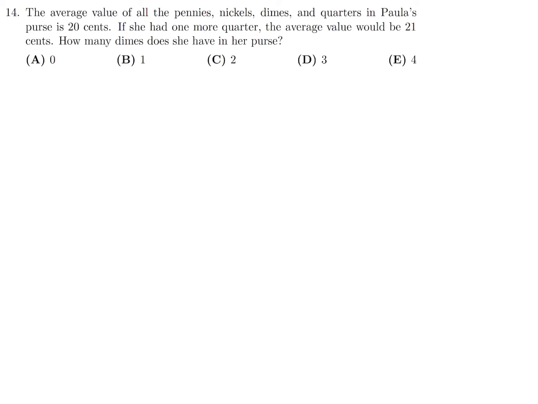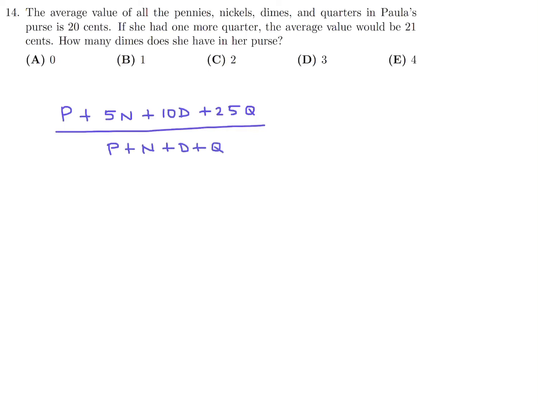So P plus 5N, because a nickel is 5 cents, plus 10D, because a dime is 10 cents, plus 25Q, because a quarter is 25 cents, divided by the number, which is P plus N plus D plus Q, is equal to 20 cents. That's our first equation. There's a 1 in front of the P because a P is a penny, which is only 1 cent.